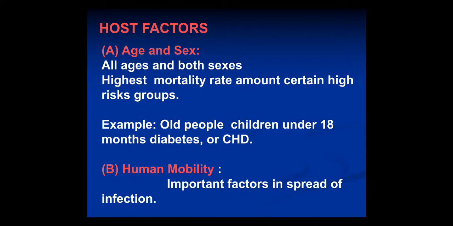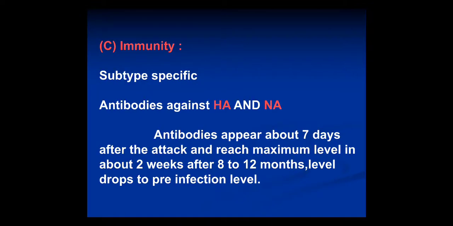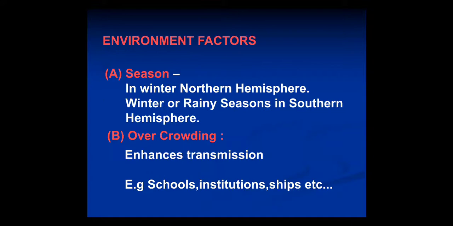Coming to host factors, age and sex. All ages and both sexes are affected. High mortality rate among certain high risk groups: old people, children under 18 months, and those with diabetes and chronic heart disease are highly vulnerable. Human mobility is an important factor in the spread of the infection, so we have now restricted human mobility in terms of COVID-19. Coming to immunity, it is subtype specific, with antibodies against HA and NA. Antibodies appear about 7 days after the attack and reach maximum level in about 2 weeks, lasting 8 to 12 months, and the level drops to preclinical infection level later on.